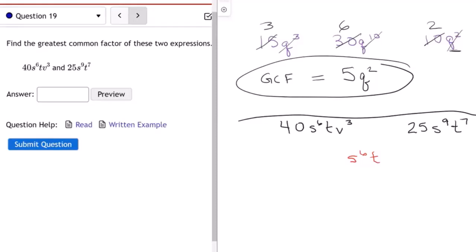I know 25 is 5 times 5. And I know 40 is 5 times 8. I definitely have a 5 in common. But 5 and 8 have nothing in common because that took care of this 5. 5 and 8 have nothing in common. This is my final answer. This is my GCF.